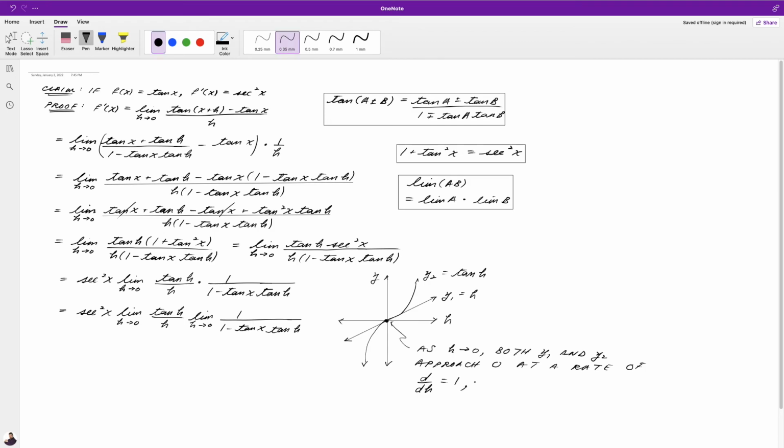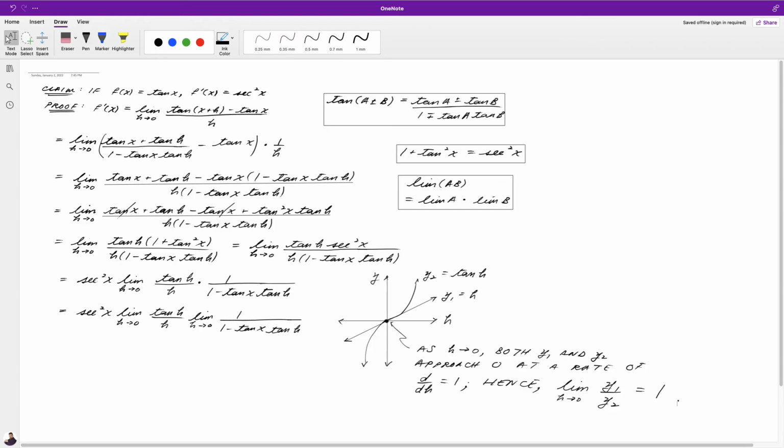Hence, the limit as h goes to 0 of y1 over y2 equals 1. Okay, there you go. And there is a proof of L'Hopital's rule up on the channel, so feel free to access that. The proof of that is not so bad. Okay, we're done here. This is going to be secant squared x times 1 times 1, and there you go.